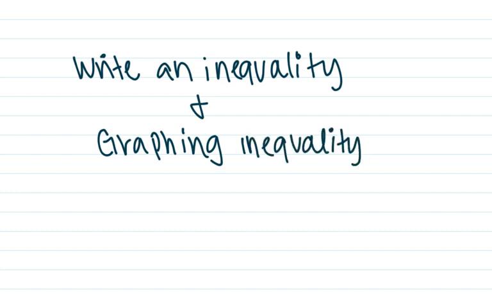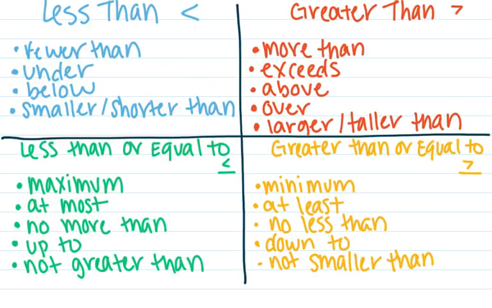Now, as we talked about, inequalities are those symbols: less than, greater than, less than or equal to, greater than or equal to. And so to write an inequality from a word problem, it's recognizing what words represent those symbols. That's really the big idea here. So I've kind of made you a little cheat sheet here of some of the most common words that represent these different symbols. So for example, less than, we have fewer than, under, below, smaller or shorter than.